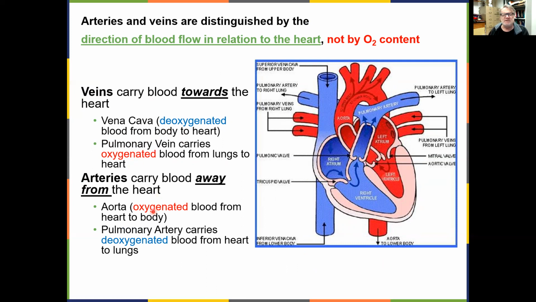Likewise, an artery is something that carries blood away from the heart. So the aorta, yes, carries highly oxygenated blood away from the heart into the systemic circuit, but the pulmonary artery carries deoxygenated blood away from the heart and towards the lungs. So again, the definition of artery and vein has to do with direction, not oxygen content.